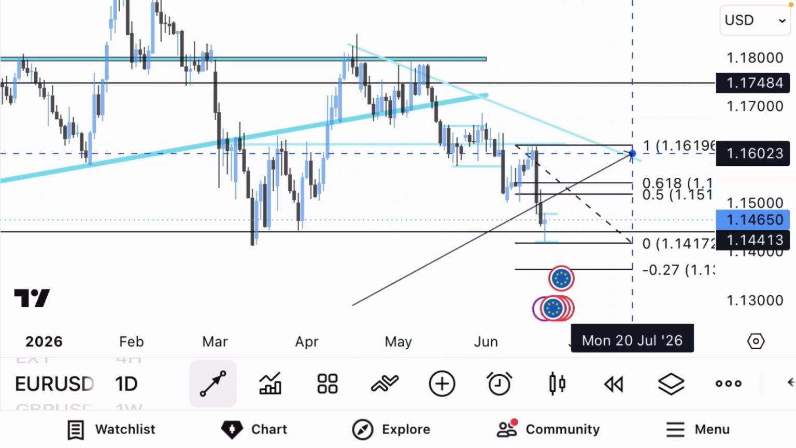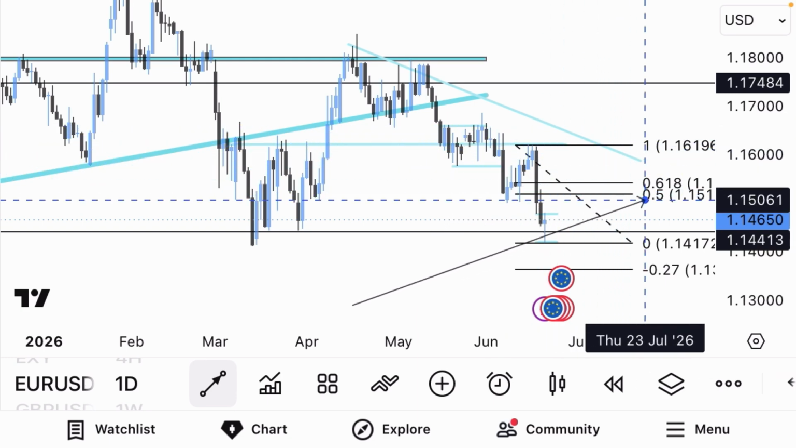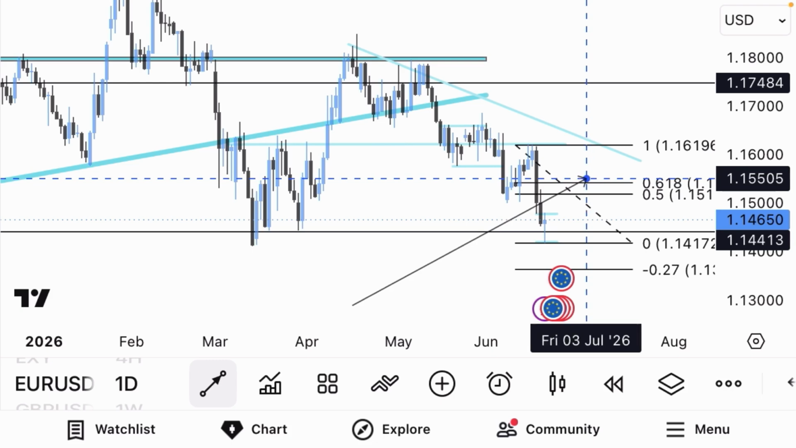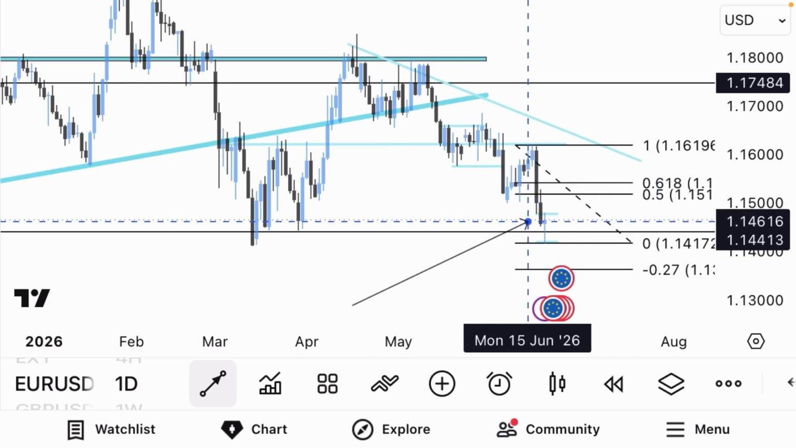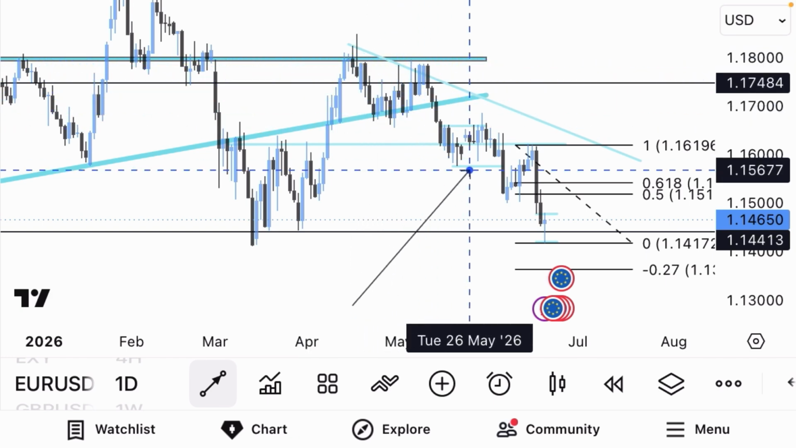As you can see, we still have a sell trend line that is guiding the market. So we need to first take out this sell trend line before we can confirm that we are actually going to reverse, that is, go back bullish. But for now, we are still very much bearish. As you can see, the market has been trending lower low, lower high, lower low, lower high.